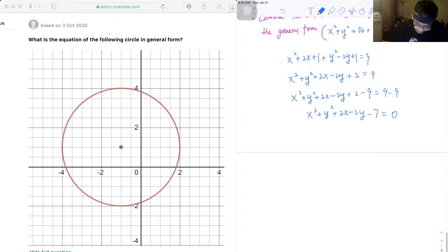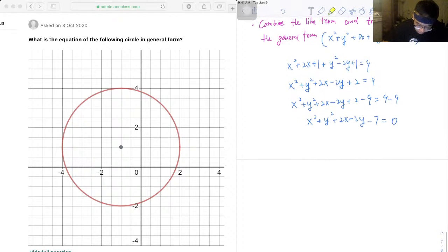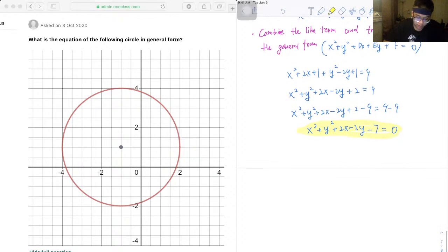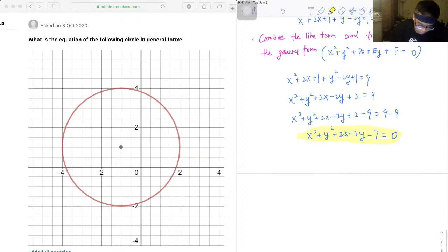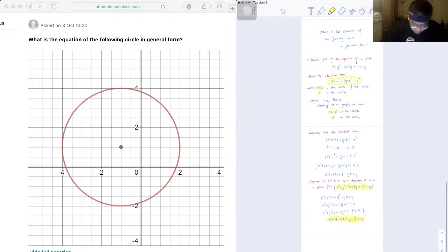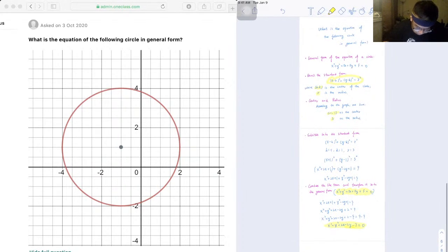Yep. So now you'll see that we actually have the equation in the standard form, I mean in the general form. So that's all we got for this question. Yeah, so it is a long one.